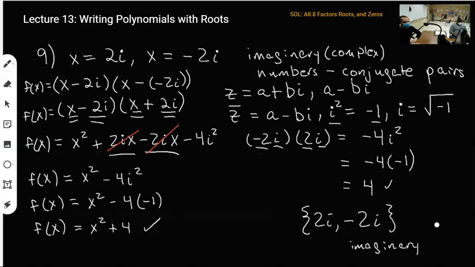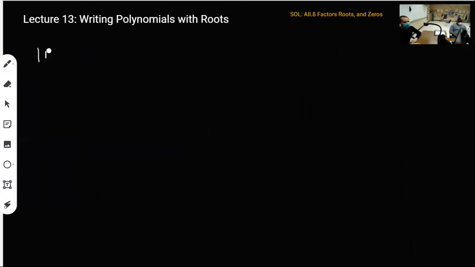Now, the only other question that has imaginary roots like that is number 10. And I was saving that one for last because it's the hardest. But let's go ahead and try it. Number 10 says x equals 3 plus i and x equals 3 minus i.